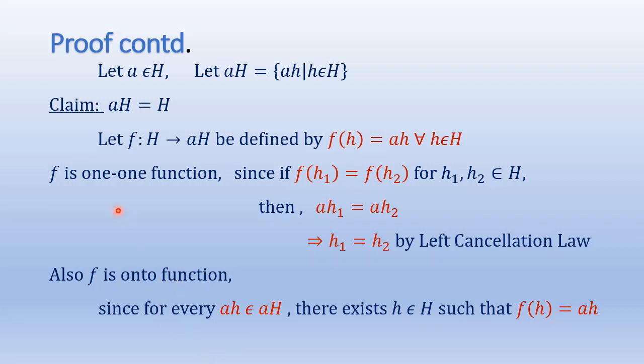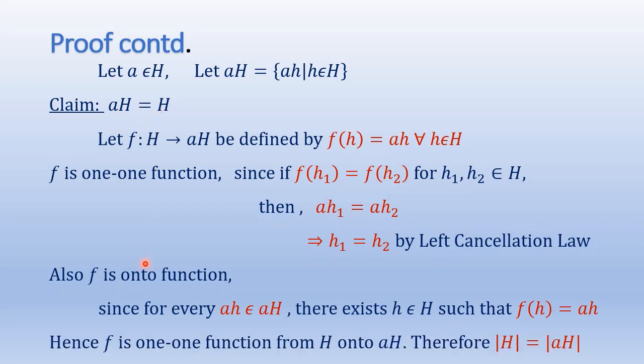A one-to-one onto function maps the whole set into another set. Therefore, you will have corresponding elements mapped. Hence, the number of elements in each set will be equal. That is, the domain and the codomain will have an equal number of elements. Therefore, modulus of H is equal to modulus of AH.